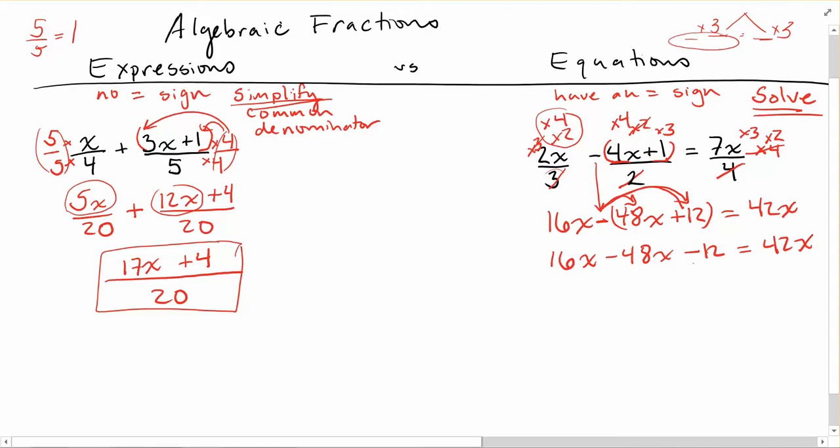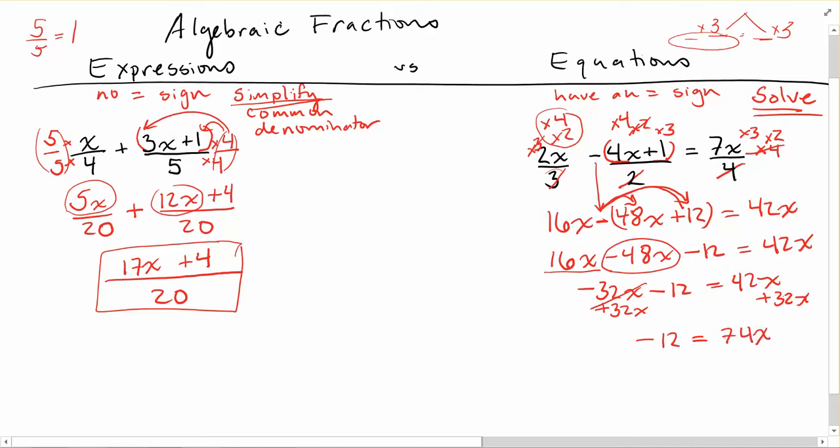Next step for me will be combining like terms. I've got a positive 16x and a negative 48x. Those are going to combine together to give me a negative 32x minus 12 is equal to 42x. Taking the x's to the same side, I'm just going to go ahead and take that negative 32x to the other side by doing the same thing to both sides of the equation. Plus 32x on one side, plus 32x on the other side. Those cancel. I'm left with negative 12 is equal to 74x.